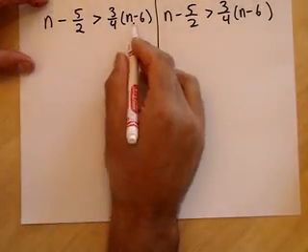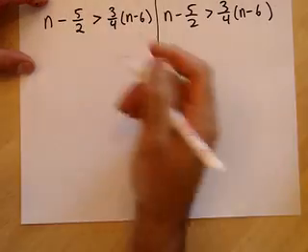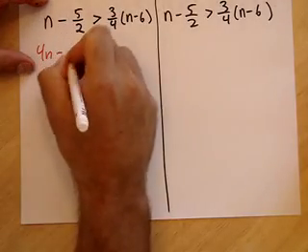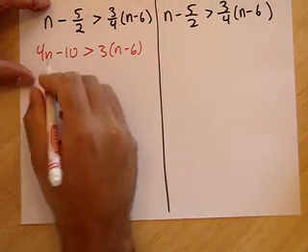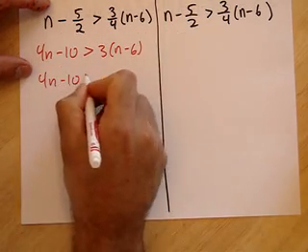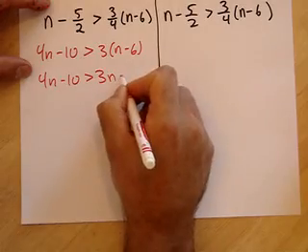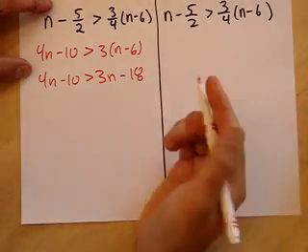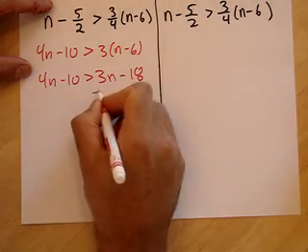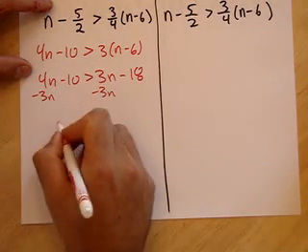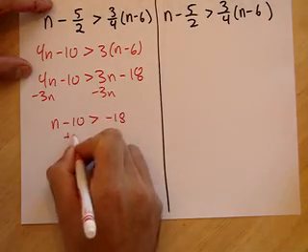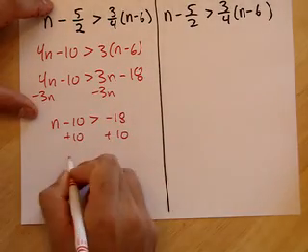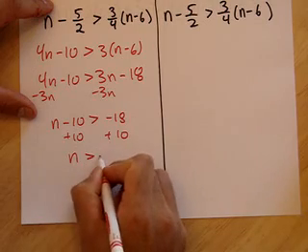All right. Let's multiply both sides by 4 to get rid of these fractions. So I get 4n minus 10 is greater than 3n minus 18. I want to get the n's all alone on one side, so I'm going to subtract 3n from both sides. I get n minus 10 greater than negative 18. I'm going to add 10 to both sides. I get n is greater than negative 8.